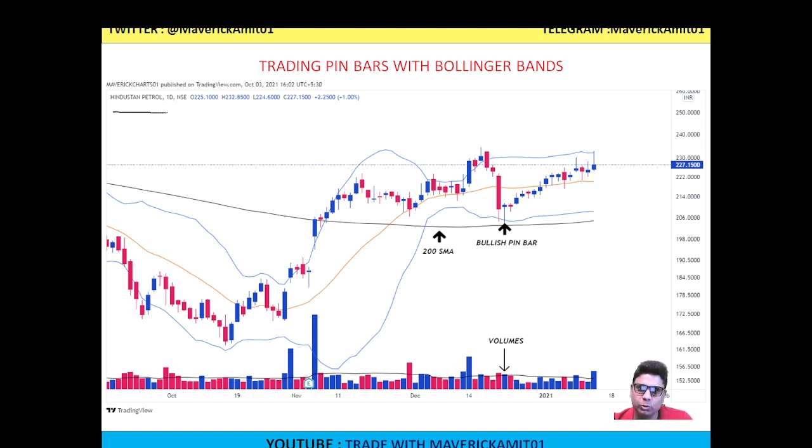This is the chart of Hindustan Petroleum. This is my 200 SMA. My price is trading above the 200 SMA, which is a very important condition. And here we can see a beautiful pin bar has been formed. This pin bar has a long tail. The real body is small. The color of the body does not matter.